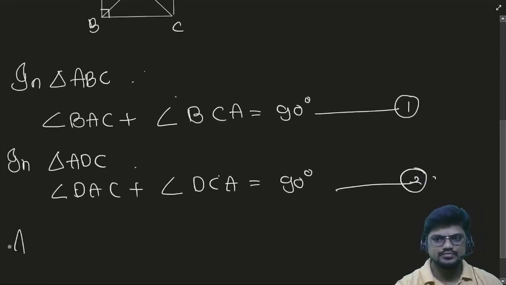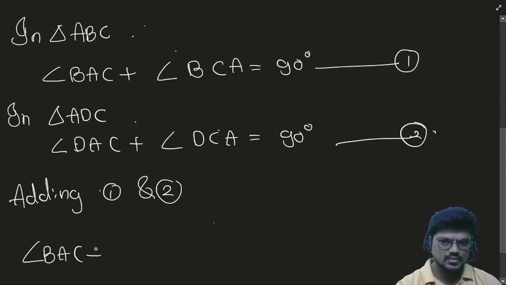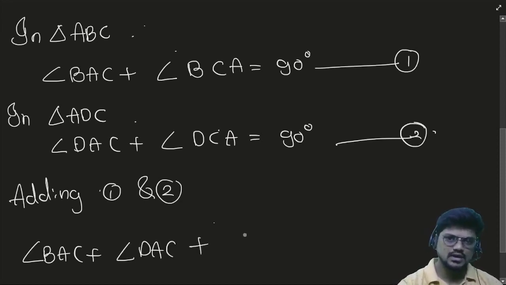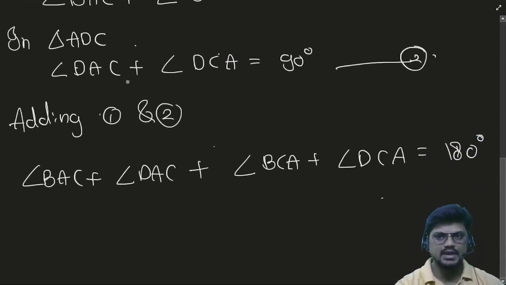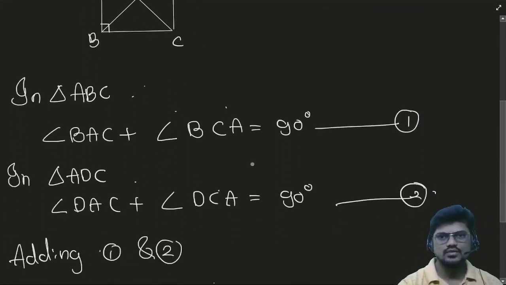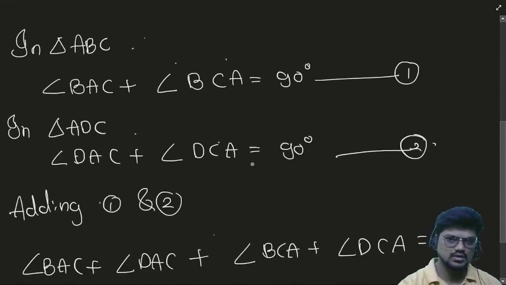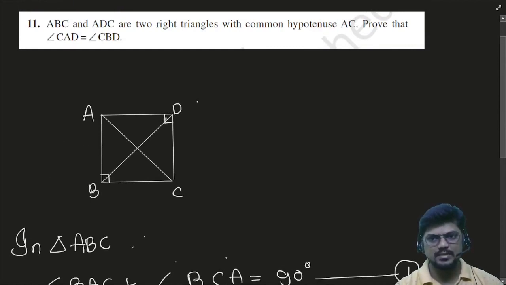Now adding 1 and 2, what you can do? Angle BAC plus angle DAC plus angle BCA plus angle DCA is equal to 180 degrees. Yes or no? But BAC plus DAC, but wait, we do not know that the two lengths are equal. What I can say, angle BAC plus DAC will be angle BAD.